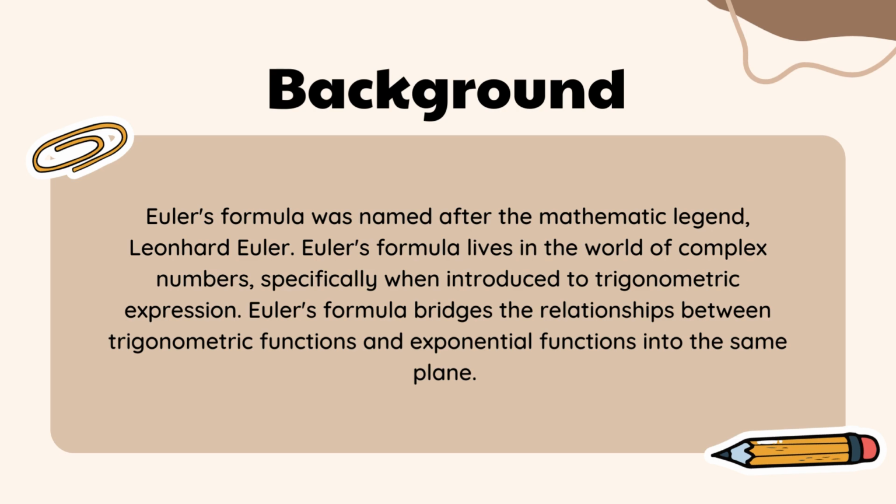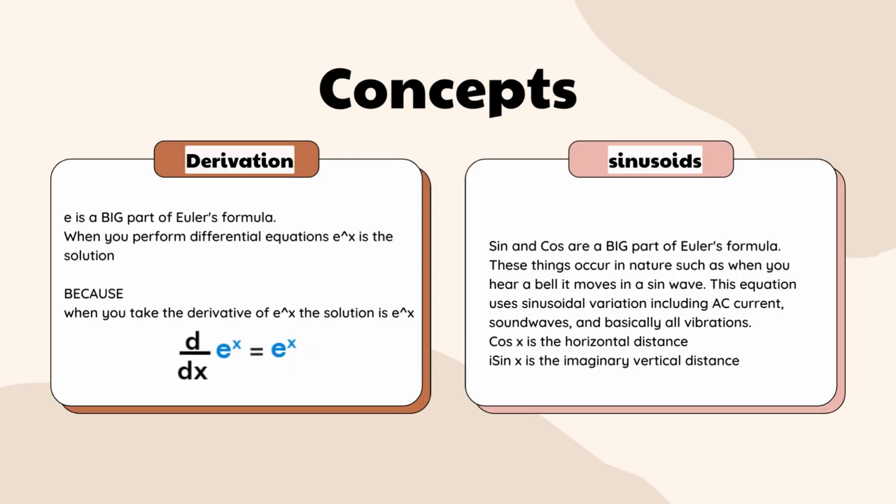Back in the 1800s, mathematicians were unable to comprehend the formula, but knew it to be true because they proved it so. Today we understand it much better. Let's dive into it. There are two concepts that go into the basic form of Euler's formula.